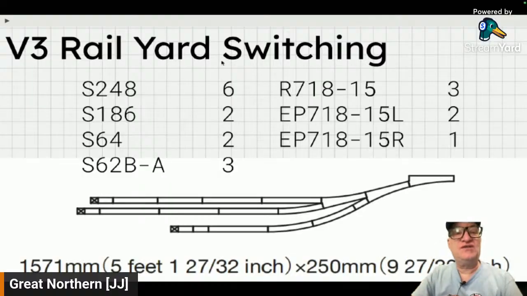The V3, the rail yard switching. So this comes with 3 turnouts here. So you've got a left, another left, I think that is. Let's see, check here. Yeah, there's 2 lefts and a left hand, and a right hand. And then it's got enough straight tracks and 3/4 and a 64 millimeter one, and then these S62B-A's. These are the bumpers. B stands for bumper.